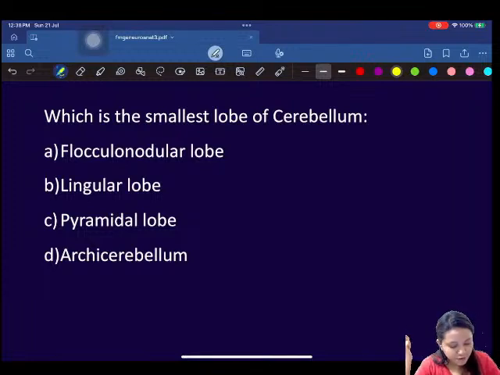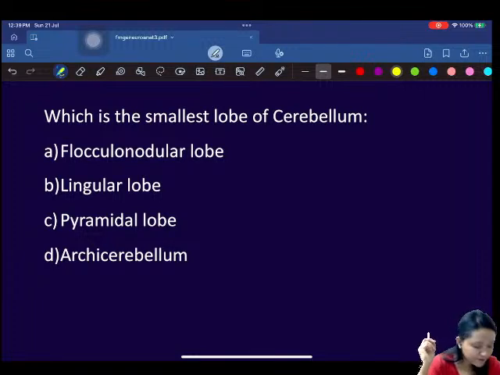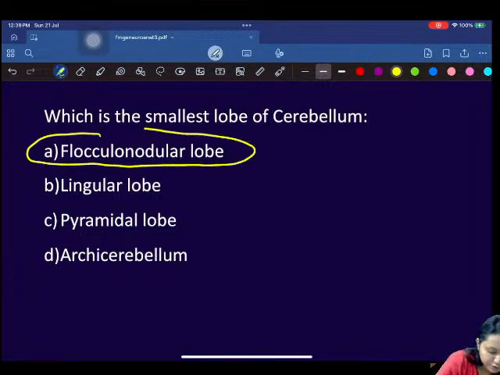Which is the smallest lobe of cerebellum? Very small, at the lower end you have it like this. What is that lobe called? Smallest lobe of cerebellum. Anybody? So the answer is A, that is your flocculonodular lobe. The smallest lobe of cerebellum is the flocculonodular lobe.